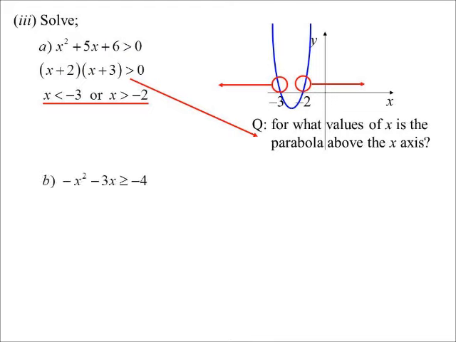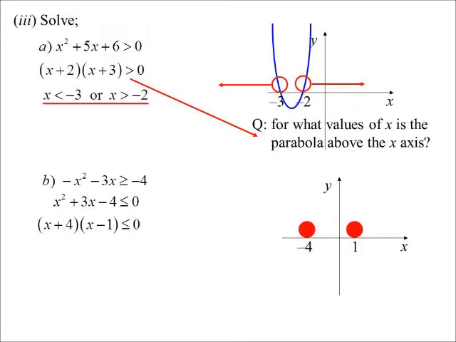Let's just do one more. I don't like negative x squareds. Ugh. So I'm going to rewrite the inequality so it's a positive x squared. So I get x squared plus 3x minus 4. Now, factorize that one. I get x plus 4, x minus 1. This time, those points are included because it's an equal to sign there.